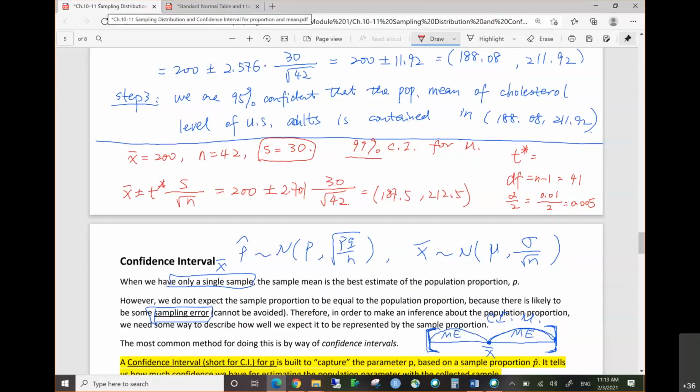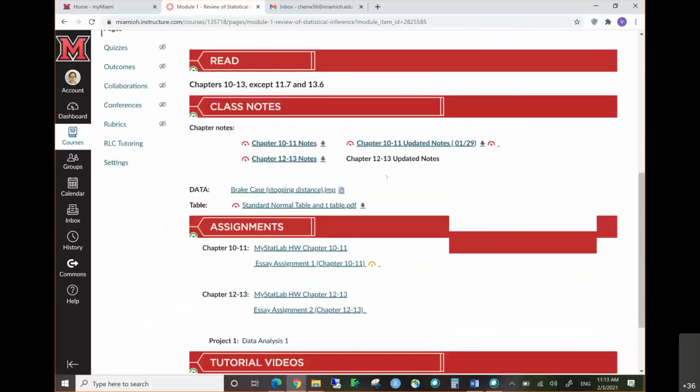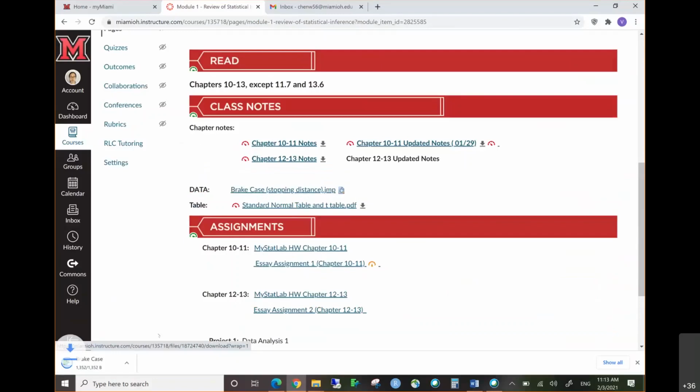All right. Next step, I want to show you how to calculate or get the confidence interval from JMP. So go to your module 1 page. In the module 1 page, after the class notes, there is a data set called the brake case stopping distance. Click that and download, and then open it in JMP.